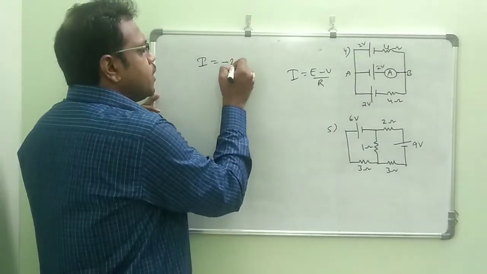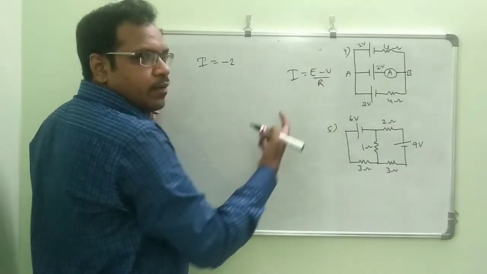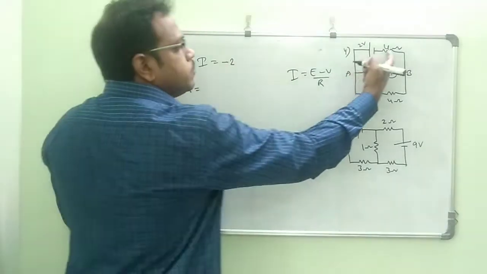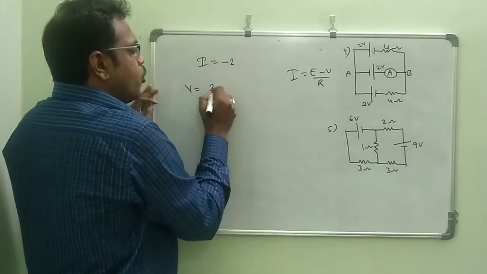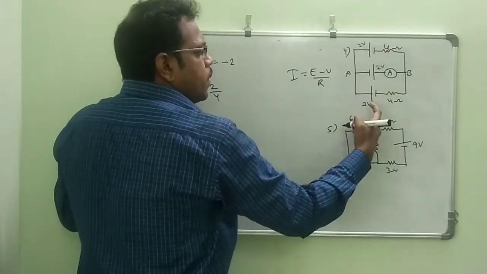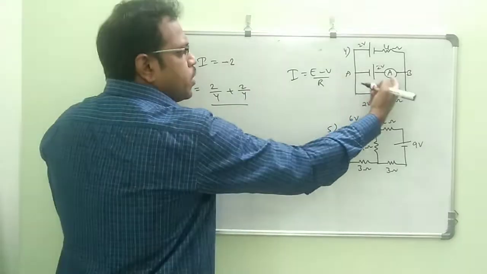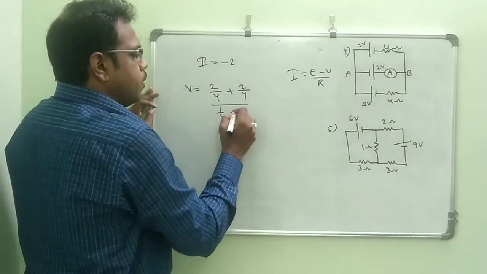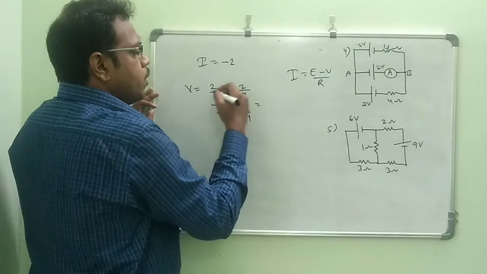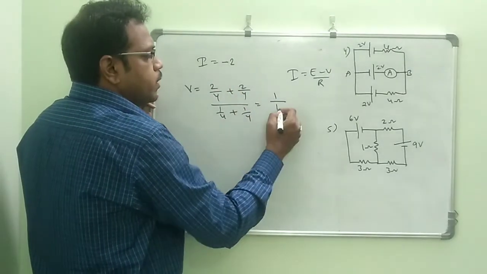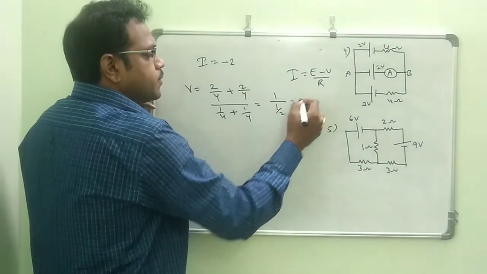And the opposite polarity is minus 2. What about this one? V is the common potential. Find out the common potential. V is equal to 2 by 4 plus 2 by 4 plus, there is no resistor here, so 1 by 4 plus 1 by 4 over 1 by 2, 1 by 2, 1, and this is 1 by 2. So you get 2 volts.